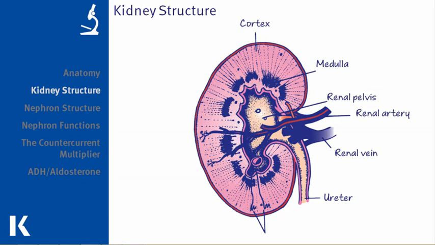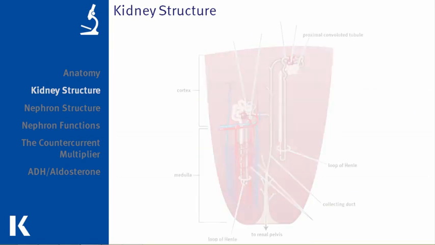Now the kidney is made up of 1,000,000 small subunits, each carrying out the filtration process. These subunits are called nephrons. And you can see that a nephron extends from the cortex into the medulla. Now let's take a closer look at the structures around the nephron.